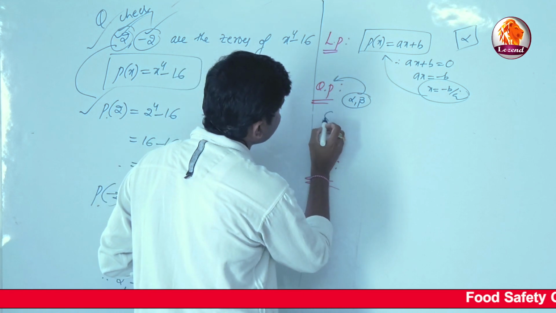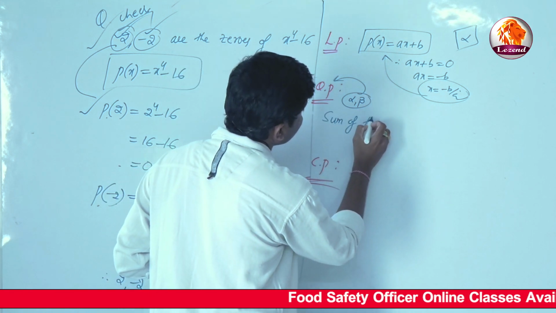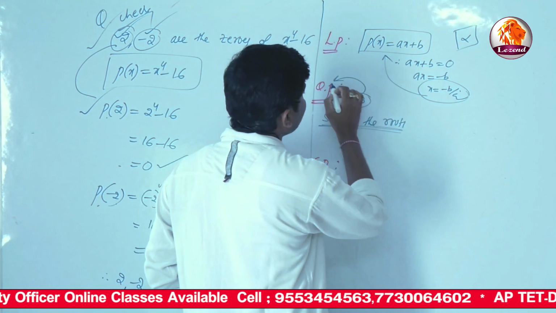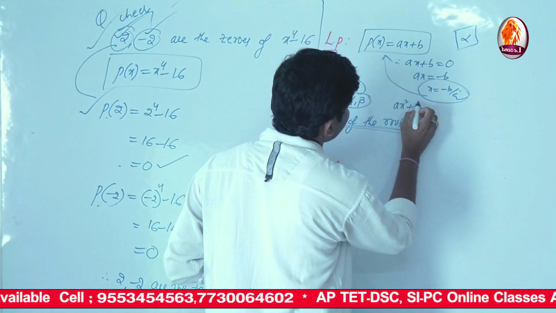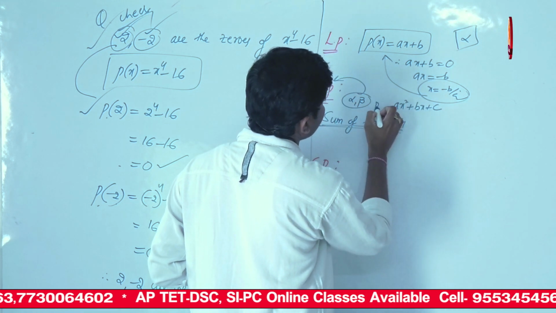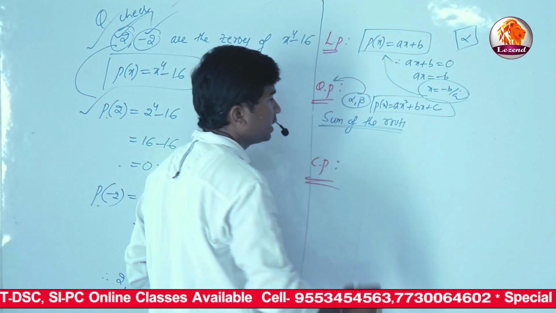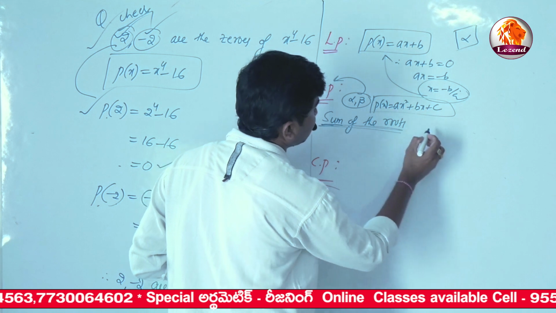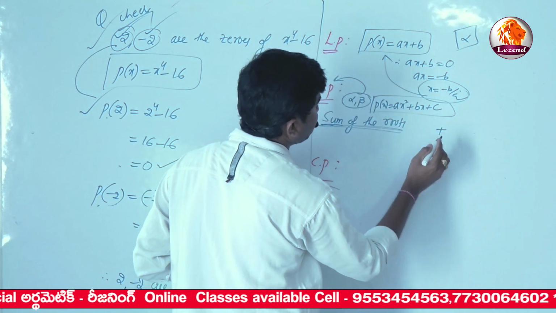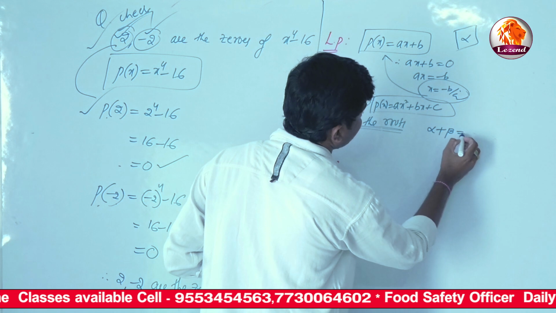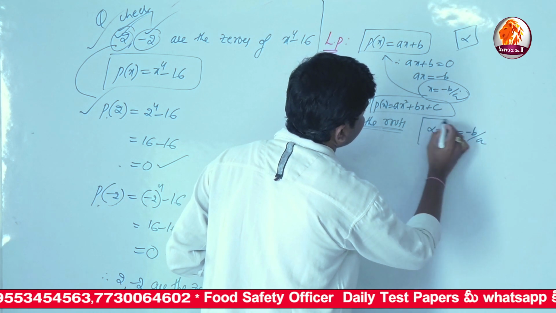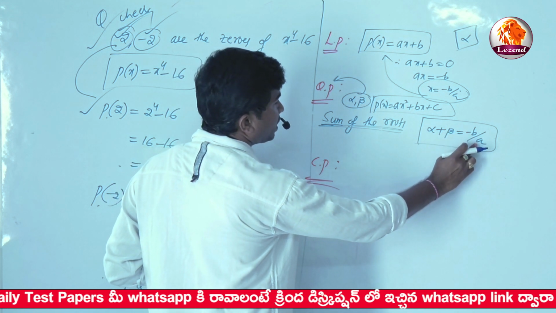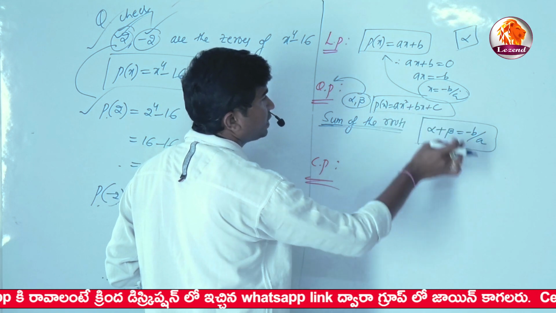Now the sum of the roots of the quadratic polynomial. We know the standard form is ax square plus bx plus c. Here a and b are the coefficients, and sum means addition. Sum of the roots, alpha and beta: alpha plus beta is equal to minus b by a. Keep in mind the sum of the roots formula, alpha plus beta is equal to minus b by a. Here a and b are the coefficients.